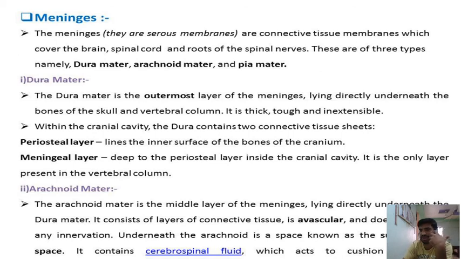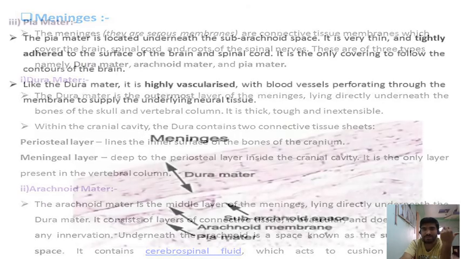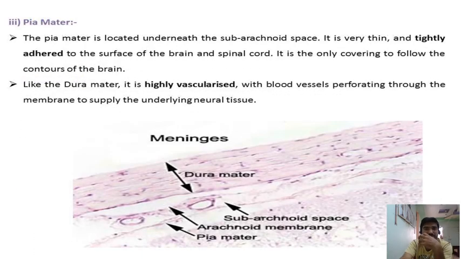The arachnoid mater is the middle layer of the meninges, lying directly below the dura mater. It consists of a layer of connective tissue and is avascular. It contains cerebrospinal fluid, which acts as a cushion.